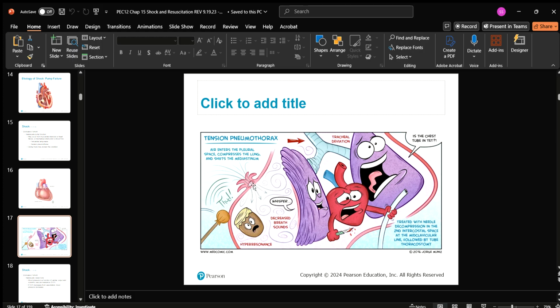What are some signs I might see in a tension pneumothorax? What might I see up here? In my neck? JVD. Okay, so I'm going to see JVD in a tension pneumothorax and a cardiac tamponade. But here's a big difference.